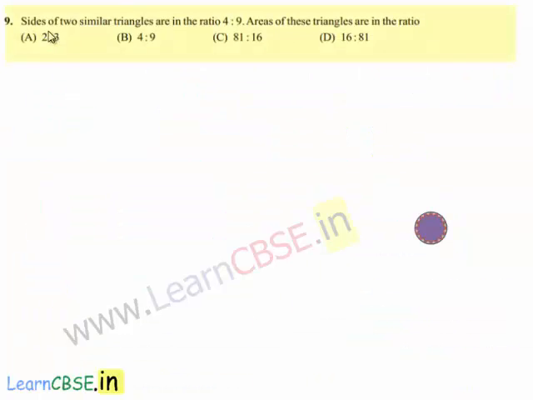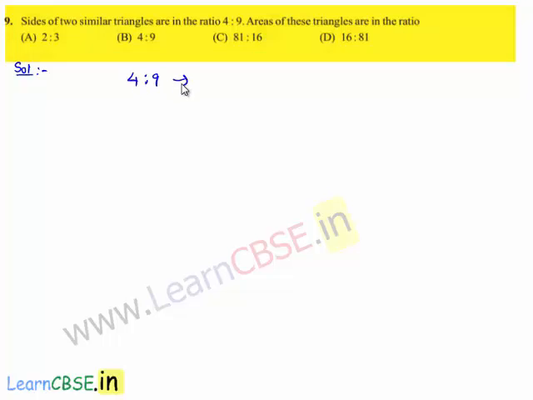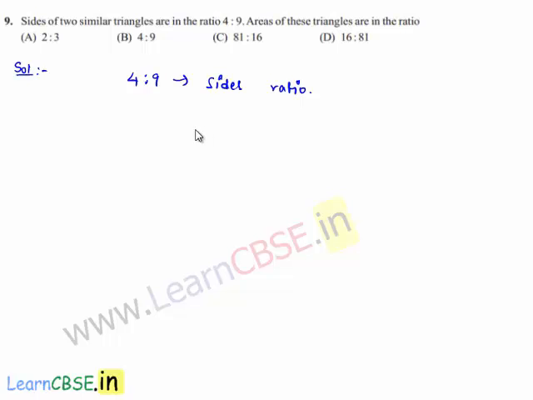Moving on to 9th question. Sides of two similar triangles are in the ratio 4:9. Then the areas of these triangles are in the ratio. Now moving on to the solution. He has given the sides ratio of two similar triangles, that is 4:9. And he asked us to find the ratio of areas.